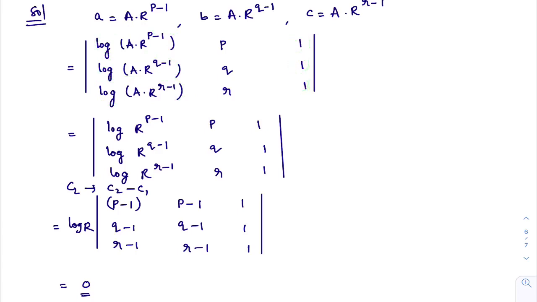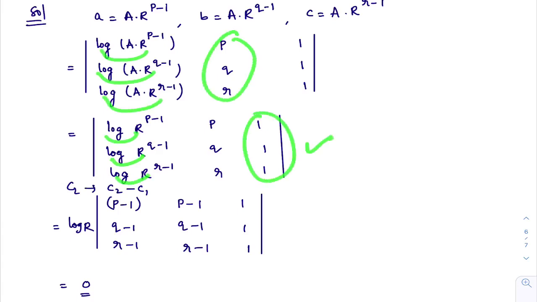If I take log a common, the first determinant will become 0. Please try to understand, as it is an objective question, we cannot write all the steps. Here log a, and here 1 is there, so the first determinant value will become 0. The second determinant is logarithm of r power p minus 1, logarithm of r power q minus 1, logarithm of r power r minus 1, and p q r 1 1 1. I hope you understand this.